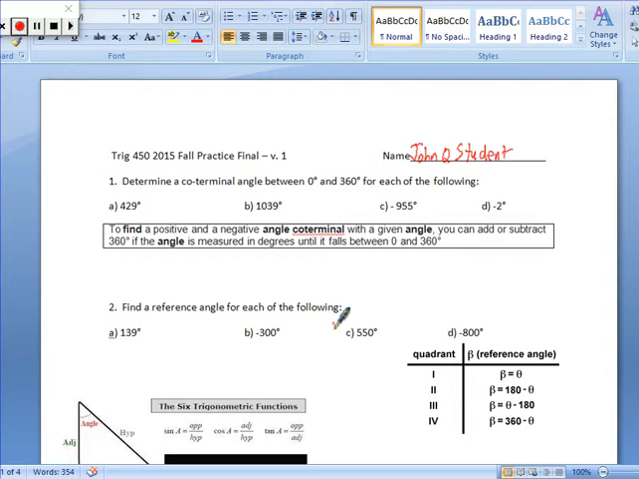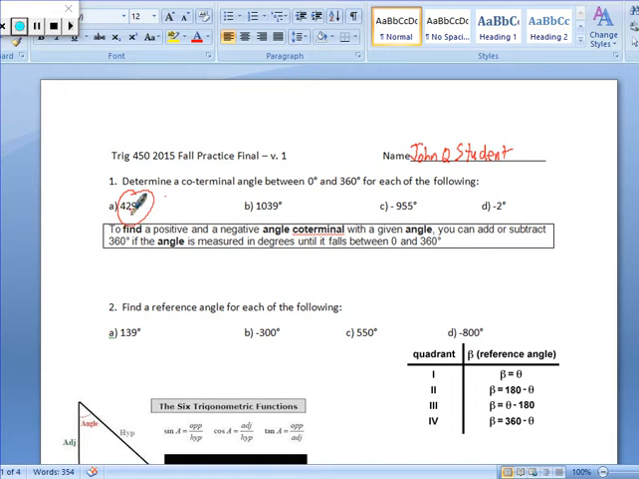So first and foremost, determine the coterminal angle between 0 and 360. So basically, I try to drop a little bit of knowledge on you throughout the study guide. Here's my first little bit. Whenever you're trying to find a positive or a negative angle that's coterminal with what I gave you, so in this first one I gave you 429, you either got to subtract or you got to add until you get between 0 and 360.